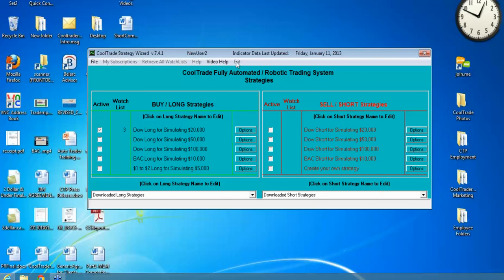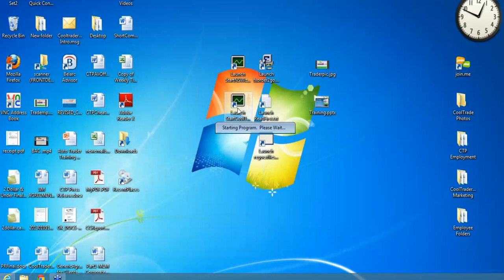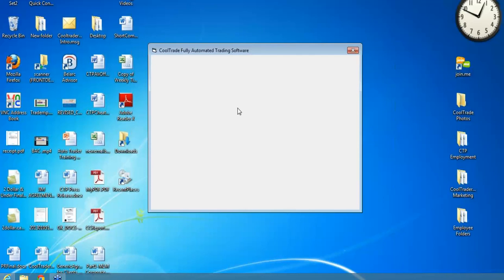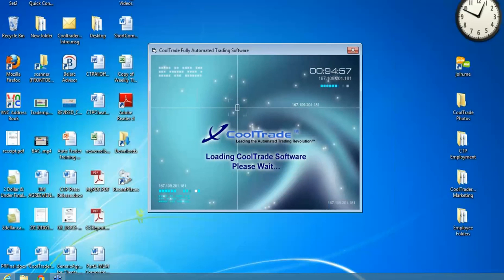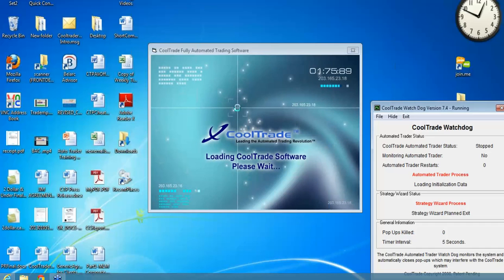Then what you do is you launch Start CoolTrade. What's going to happen then is it's going to open up the program, and we give you a data feed that you can start with right out of the box. So you can begin simulating right away. You don't need a broker to start simulating right out of the box.